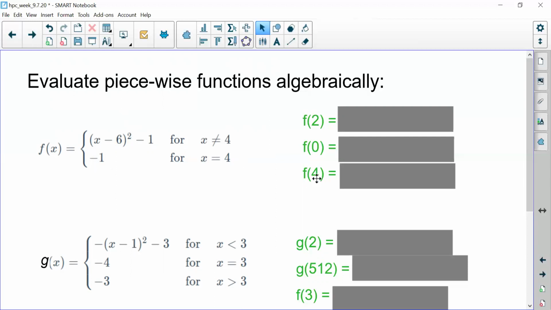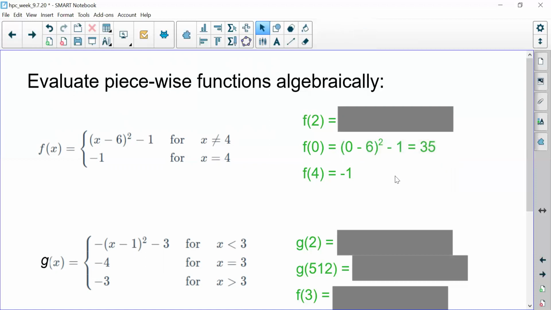So let's just get this one out of the way. F of 4 is just negative 1. But f of 0, well, 0 is not 4. So since 0 is not 4, it belongs in this piece. So I would take 0 minus 6 squared minus 1 and get 35. And f of 2 is not 4, so it belongs in this portion. And 2 minus 6 squared minus 1 is 15.